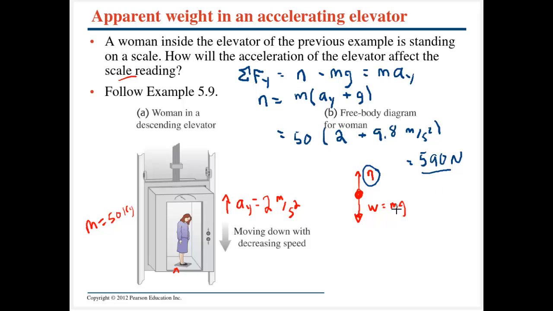Now her weight should be 50 times 9.8, which should be, what, 480 newtons, 490 newtons, something along those lines. So because the elevator is descending, but with the acceleration in the upwards direction, she feels heavier, and the scale is going to weigh heavier. And you've experienced that if you've ever been in an elevator that is speeding up or slowing down. Most likely you have.